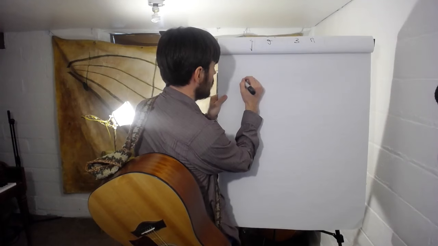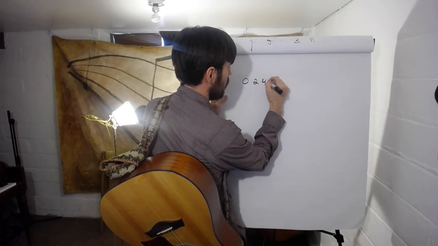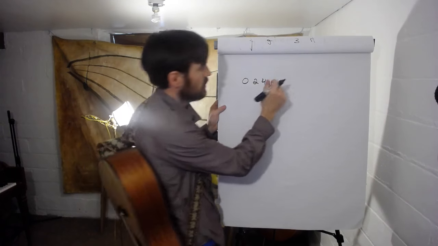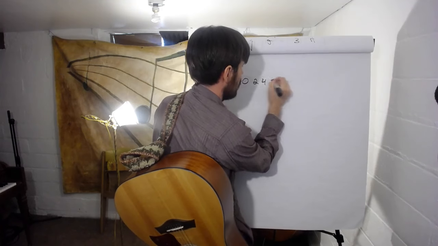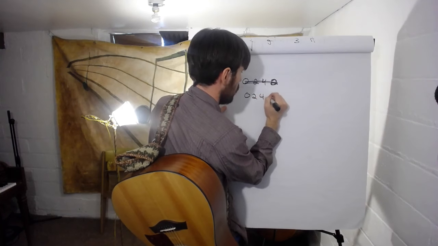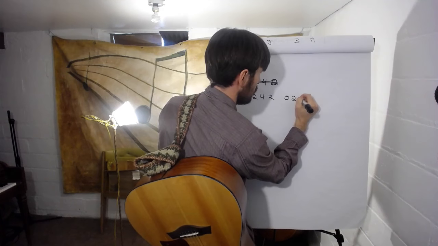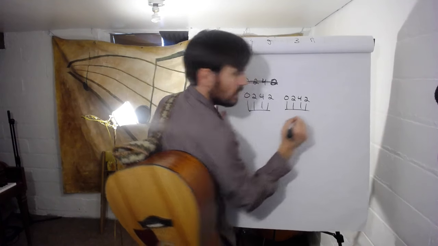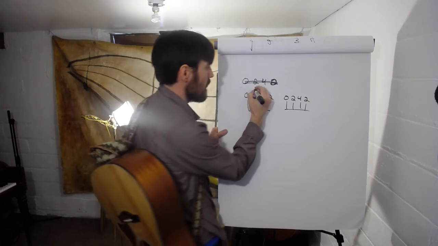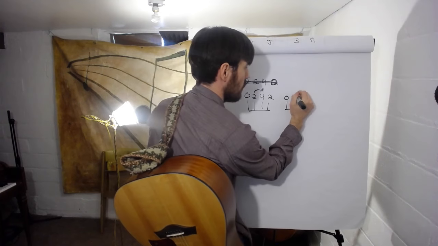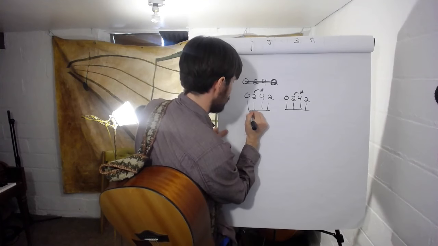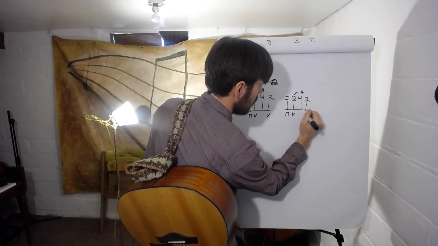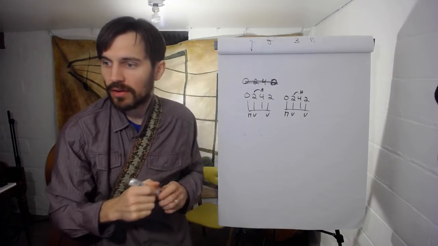So again, I'll write tablature. 0 2 4 0 2 4. Oh, I don't like it. 0 2 4 2 0 2 4 2. Eighth notes again, and this time I'm gonna hammer on 2 to 4. So I have down, up, up, down, up, up. And I repeat that. Okay?